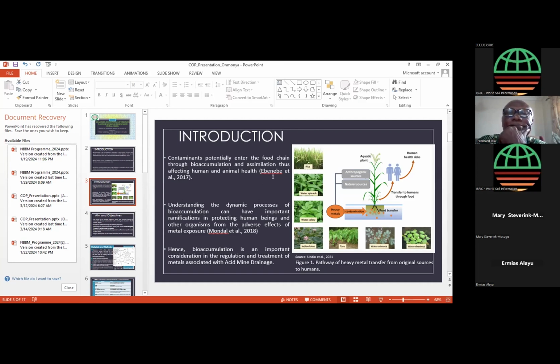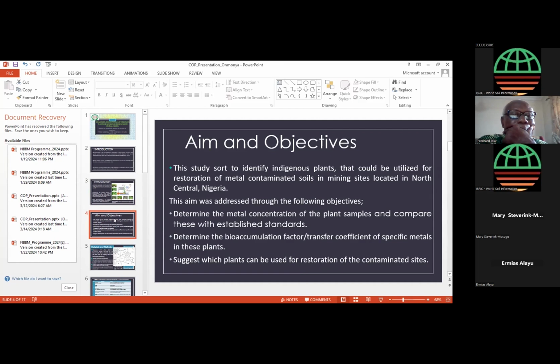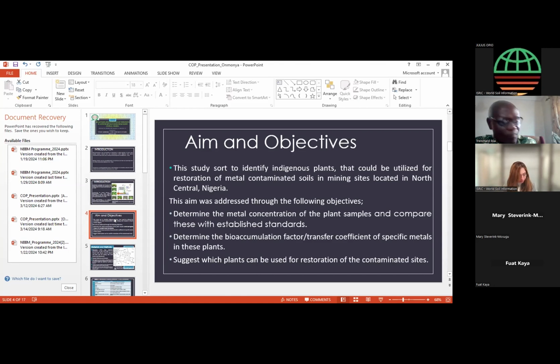It is for this reason that we went into this research, which I did with my team of supervisors, as you saw on the opening slide. The objectives of this research were to identify indigenous plants that could be utilized for restoration of metal-contaminated soils in mining sites located in north-central Nigeria. In Nigeria, we have six regions, and one of them is the north-central region. My sample location was from north-central Nigeria. Our objectives were to determine the metal concentration of the plant samples and compare them with established standards, then determine their bioaccumulation factor and suggest the plants that could be used for restoration of contaminated sites.